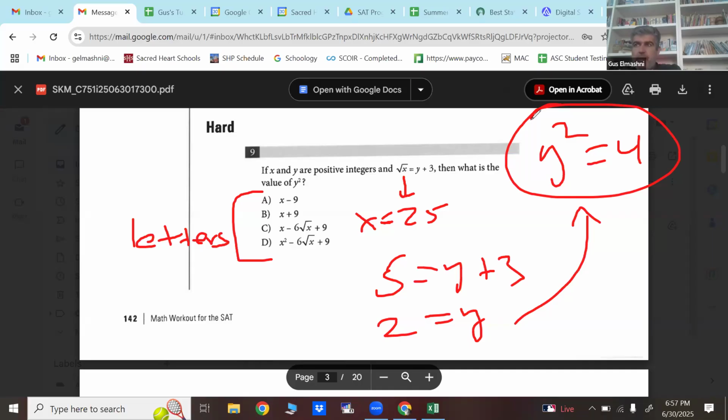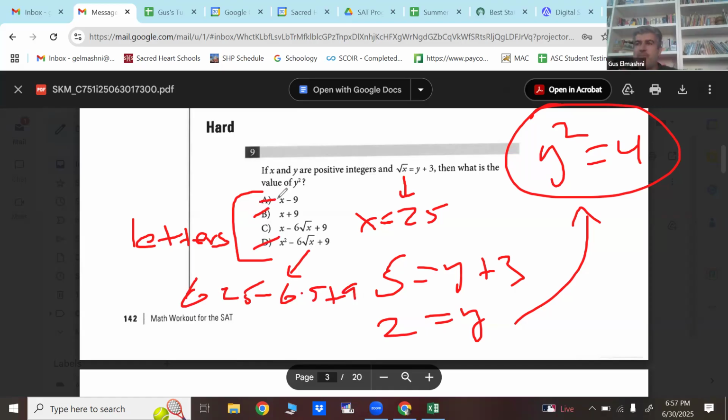Is it C? D? Now take a look at D. They have x squared, right? What does x equal right now? And what's 25 squared? Really large, right? So that's going to be like 625. I mean, use a calculator, of course. It's way too big for D, because if you do D, you're going to have 625 minus 6 times 5 plus 9. That's a really large number. We don't want that. Oh, x is 5.